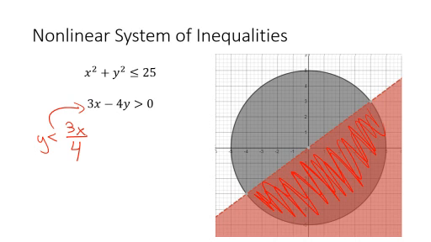Okay. So when you have your system of inequalities, you just graph both functions and then shade them. Okay. Look at that. We're already done. This has been a super quick one.